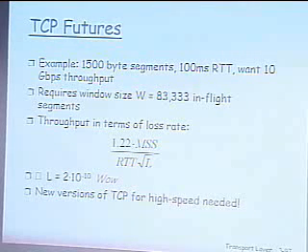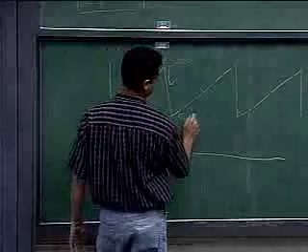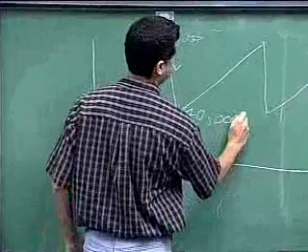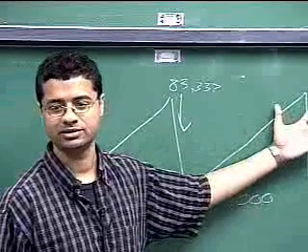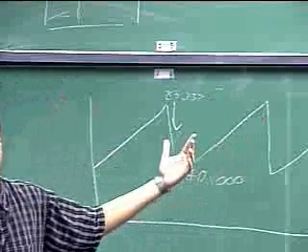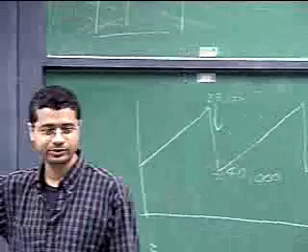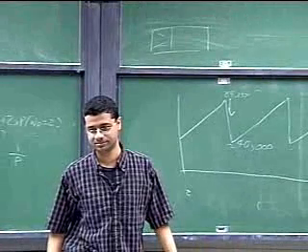So again, let's go back to the sawtooth behavior. You have a window size here of 83,333. Your loss occurs here. What is your new window size? 40,000 or something. Now to grow back to 83,000, how many round trip times do you need? 40,000. So 40,000 round trip times of 100 milliseconds, how long would it take? Forever. Right?